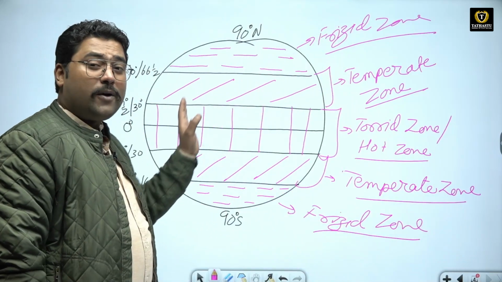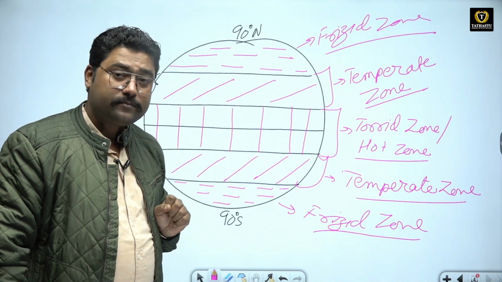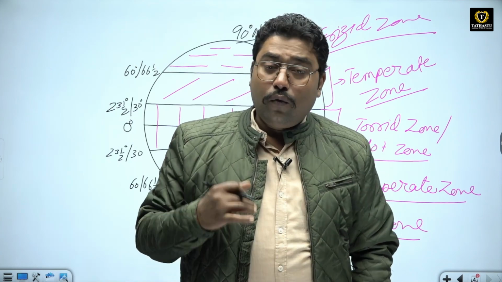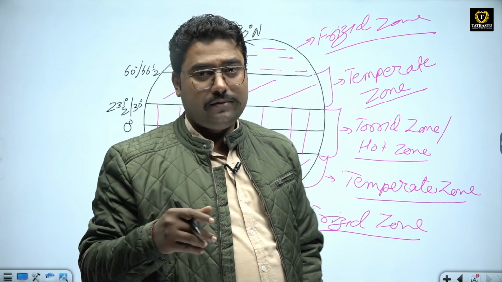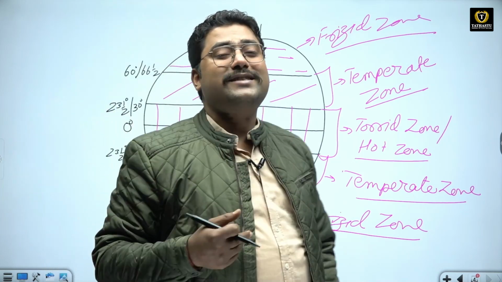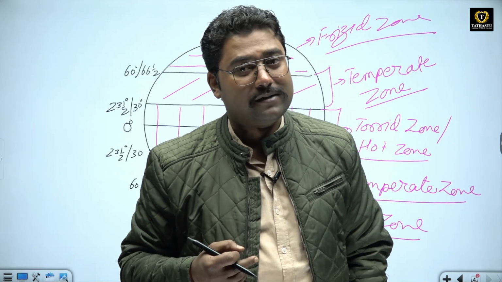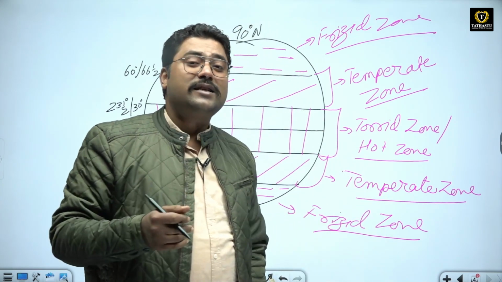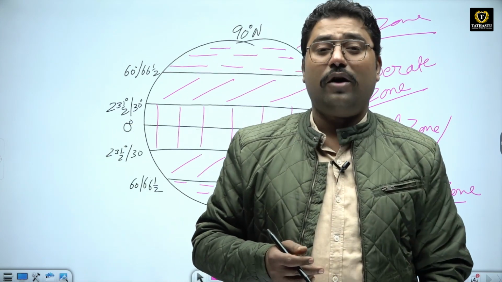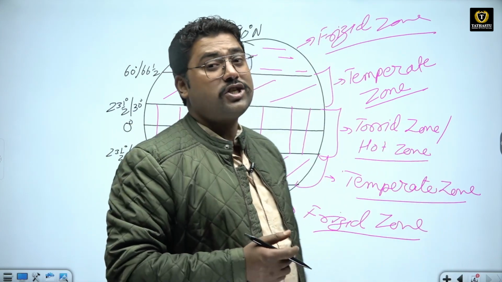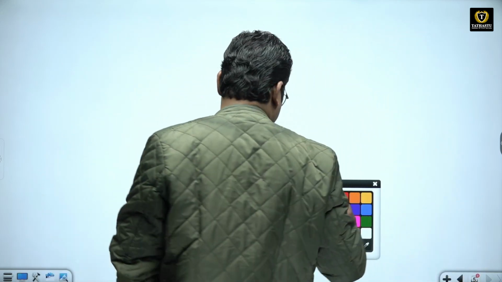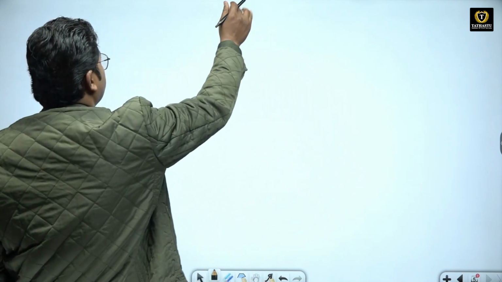But apart from the global distribution of temperature, there are local factors also which determine, and you can say override, the effect of latitudinal extent on the temperature of any place. These are considered the factors responsible for controlling the temperature of any place, or the local distribution of temperature. So let's see the factors which are responsible for the local distribution of temperature.